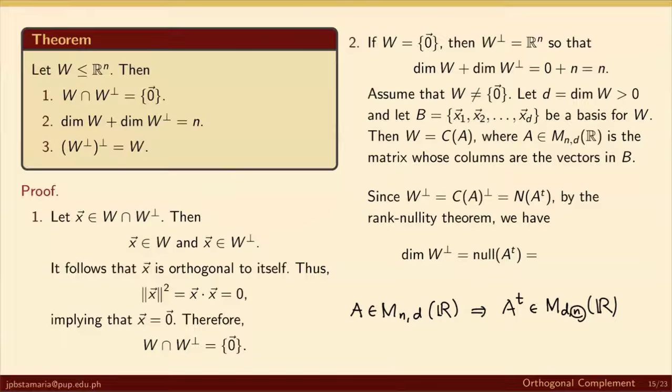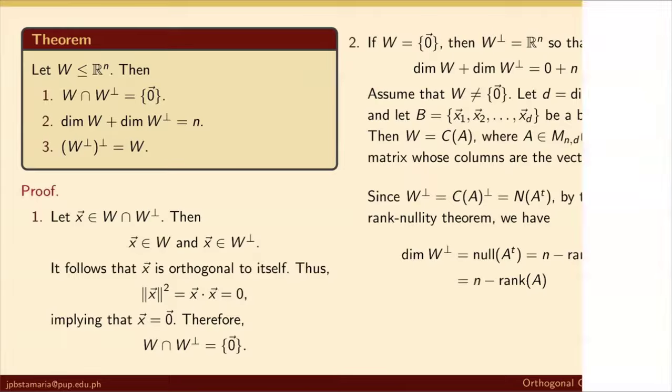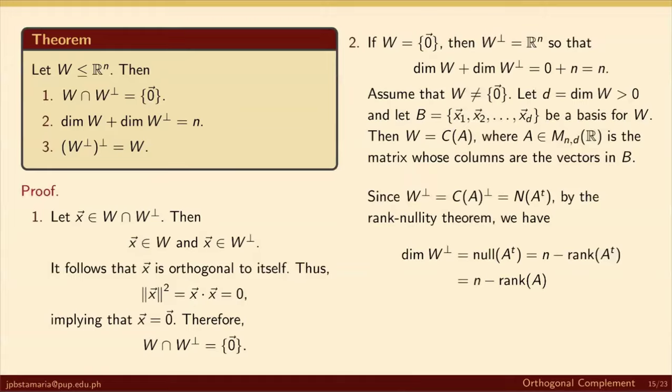So if we know the nullity, what is the rank? N minus the rank of A transpose. But you know what's the rank of A transpose? By the previous result, once again, it's the same as the rank of A. Now what's N minus the rank of A? Applying the rank nullity theorem one more time, well, it's N minus D, right?